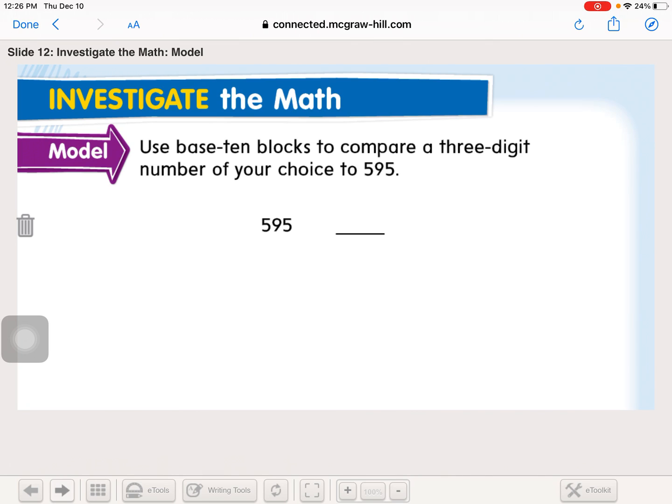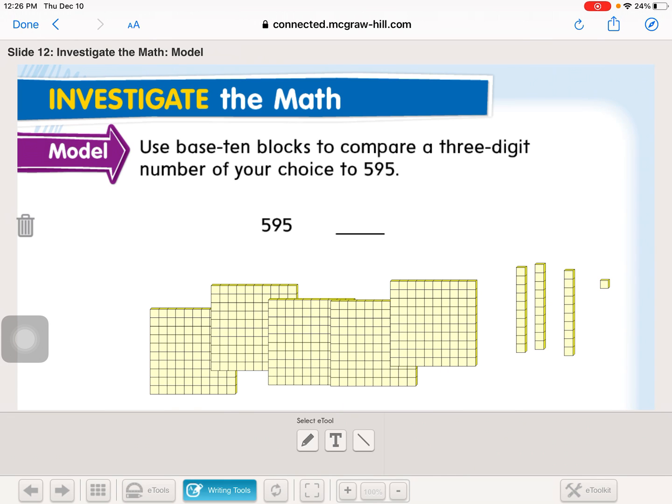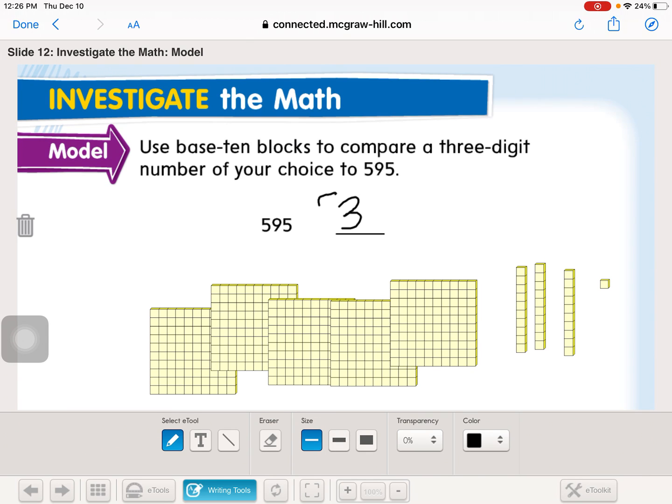It says use base 10 blocks to compare a 3-digit number of your choice to 595. So let's do 531. I'm going to write that in. Okay, and now I need to decide if I'm going to use less than, greater than, or equal to. You probably remember this little alligator mouth from first grade. And we always want to chomp the bigger number, so it's always going to go towards the bigger number.